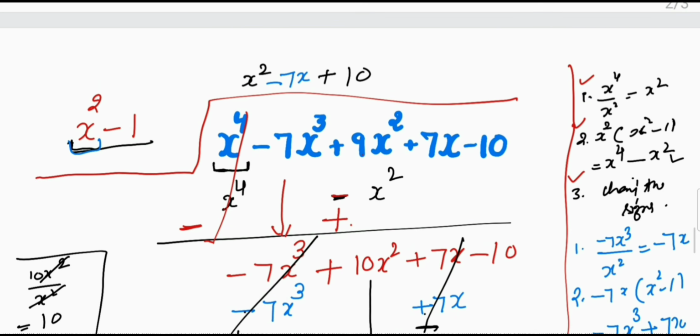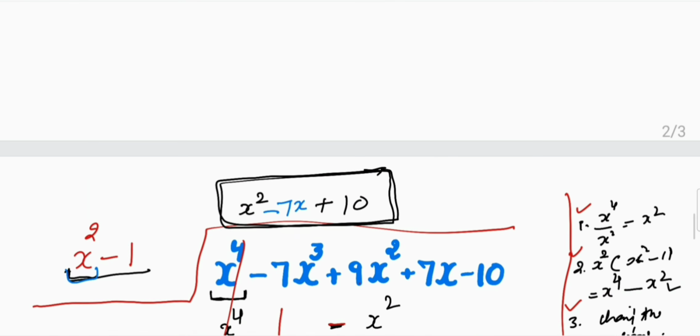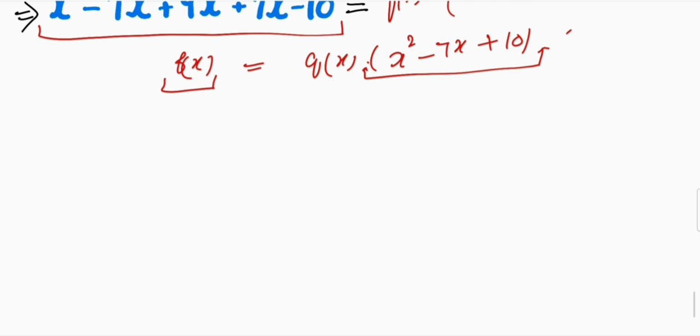So it means this will also divide our f(x) completely. This implies f(x) is equal to q(x) multiplied with this x square minus 7x plus 10. So from here we'll get the other two factors of this polynomial f(x). This is a quadratic equation, x square minus 7x plus 10. So we know how to solve a quadratic equation.